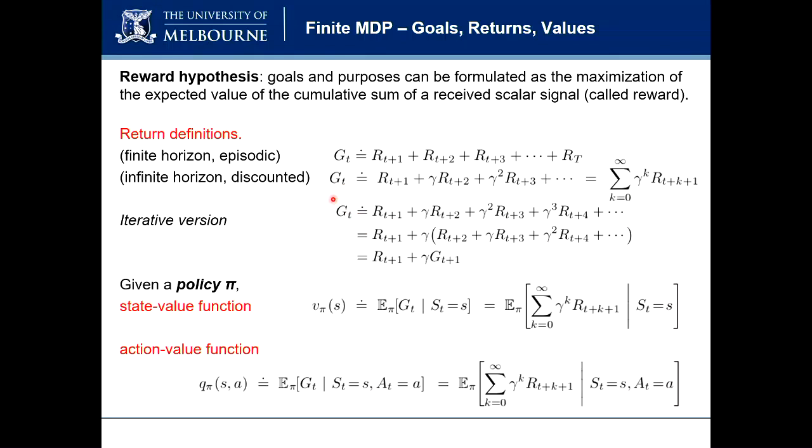We can write it as an iterative version. Then G_t will be, as you can see, a straightforward way, R_{t+1} plus gamma times G_{t+1}. So it's kind of an iteration, right? Because G_{t+1} is all of the rest. So you combine it this way: G_t equals R_{t+1} plus gamma G_{t+1}. This I'm going to use quite a bit. So this is the iteration of the return.